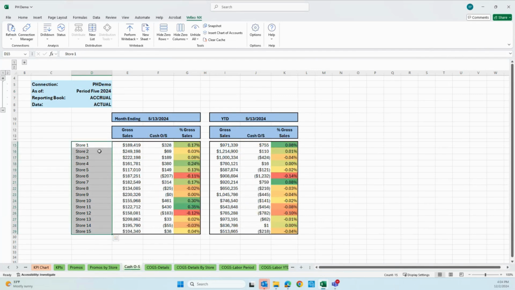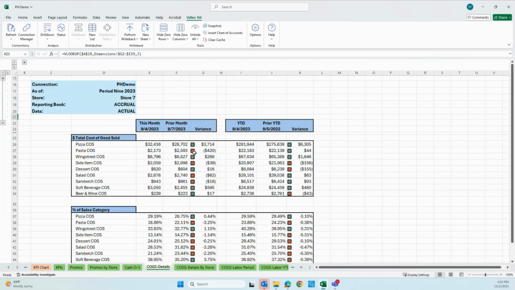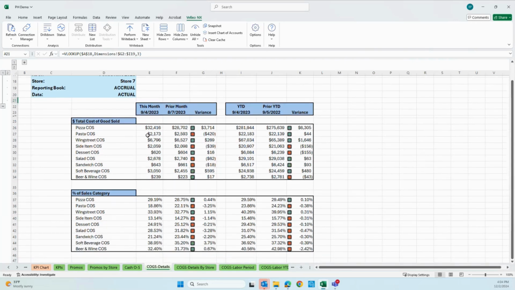A report that's in the same type of format by store to look at cash over and short, again with conditional formatting. So the positive numbers in green, the negative numbers in red, and everything trending in between, transitioning from green to red with yellow colors in between. Cost of goods sold details. So looking at the total cost of goods sold per period and then the percent of sales.